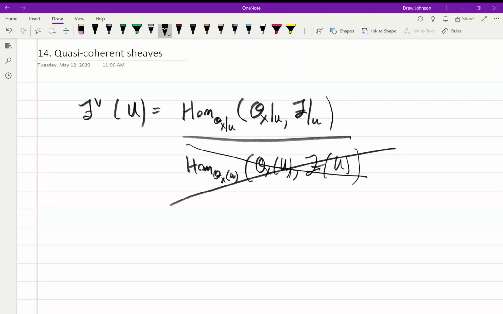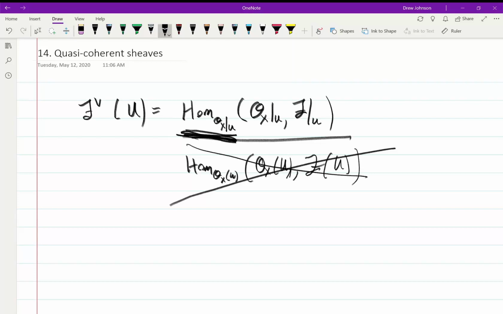And this hom here means the sheaf homomorphisms. And there are restriction maps here because sheaf homomorphisms by definition come with restriction maps. So I think this is the right definition.